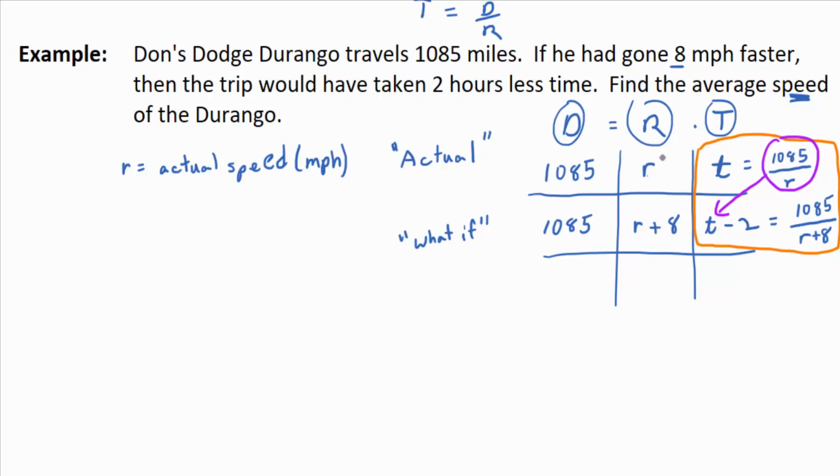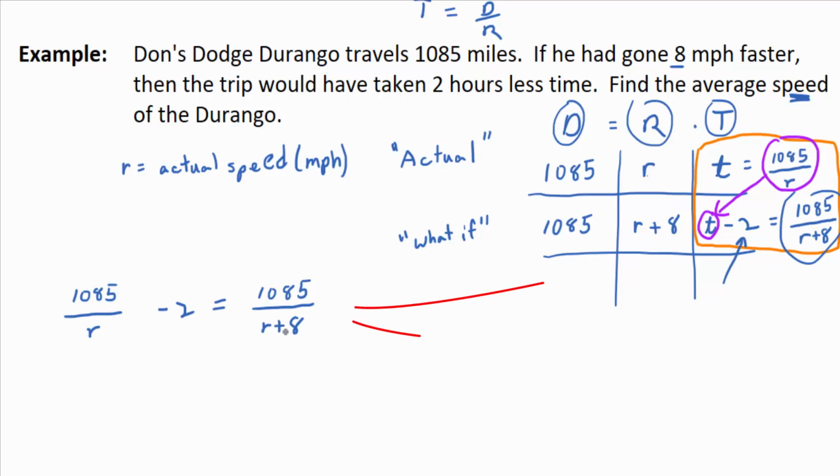Does everybody see that? So I'm going to replace this t with 1085 divided by r. I'm going to subtract this 2, and then we know that that equals this. 1085 divided by r plus 8. It's a rational equation, isn't it? Why would I include a rational equation in a quadratic application section? What's going to happen when I clear the denominators? It's going to turn into a quadratic equation, isn't it?